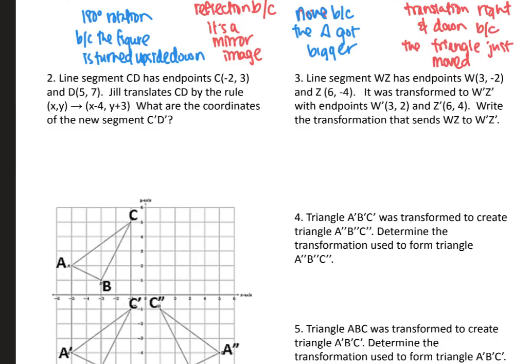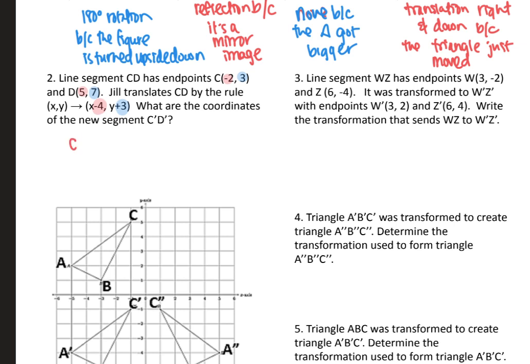All right, number 2 says line segment CD has endpoints at (-2, 3) and (5, 7). Translate CD by the rule x minus 4 and y plus 3. What are the coordinates of the new segment C prime, D prime? Well, we know that this is a translation. It basically says we're going to subtract 4 from the x coordinates, and we're going to add 3 to the y coordinates.